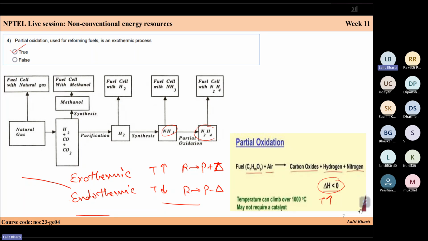So the delta H is negative for that. You have some heat produced during the reaction, so it will be an exothermic process.